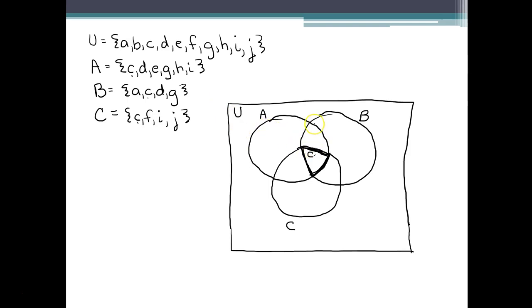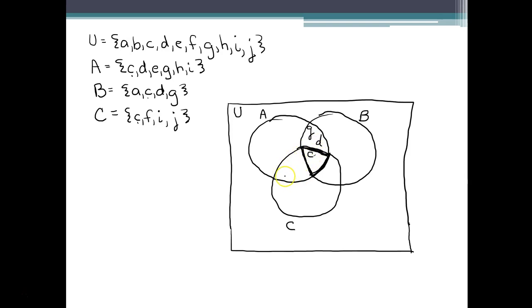Okay, next we're going to look at the rest of the overlap parts. This little overlap right here, we're going to look at what's just in A and B, but not also in C. So in A and B, we have a G and a D, and that's it.